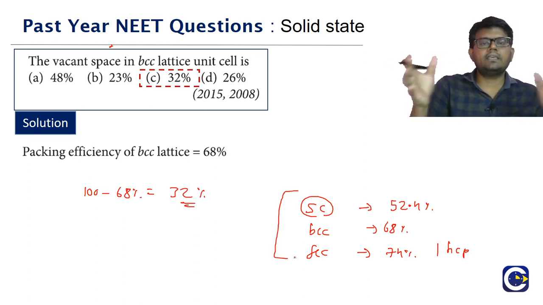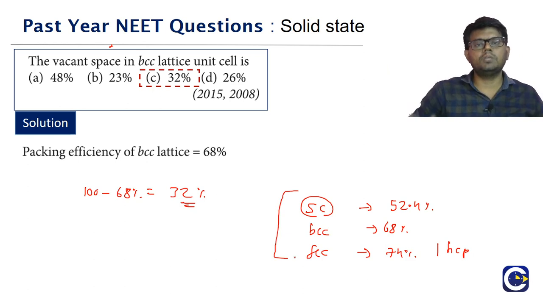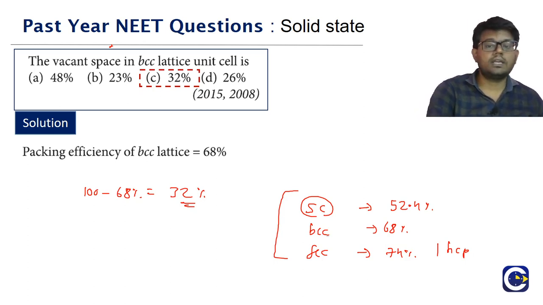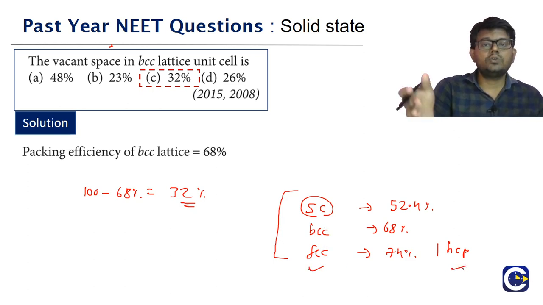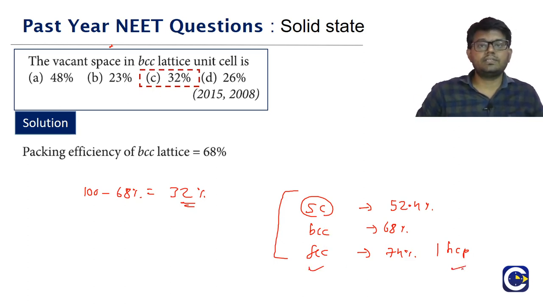The packing efficiency or the percentage of the volume occupied by the atoms. For a simple cubic, what is it? 52.4. BCC means what is it? 68. FCC or HCP means what is it? 74. That's why these two are called the best cubic packing arrangement, or the most efficient cubic packing arrangement.